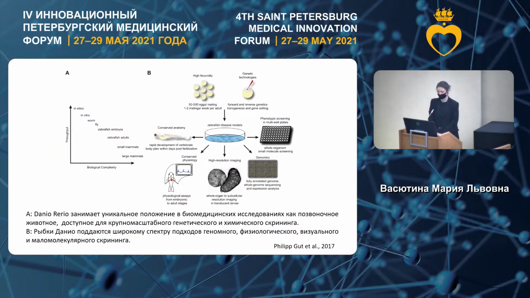The advantage of Danio rerio is that it is a unique biological model, a vertebrate that allows us to perform broad-scale chemical and biochemical screening. One pair of fish can produce up to 200 to 500 eggs with homogeneous background. And this allows us to have a 100% homogeneous sampling.